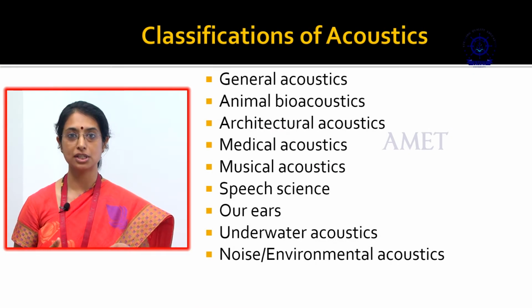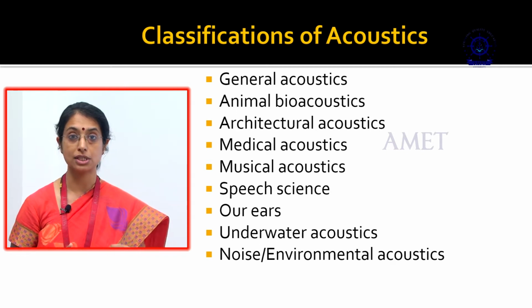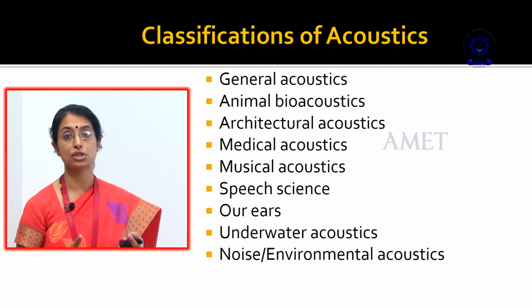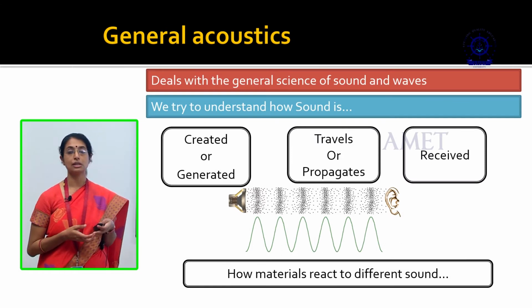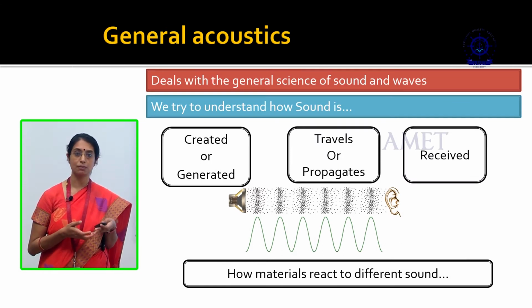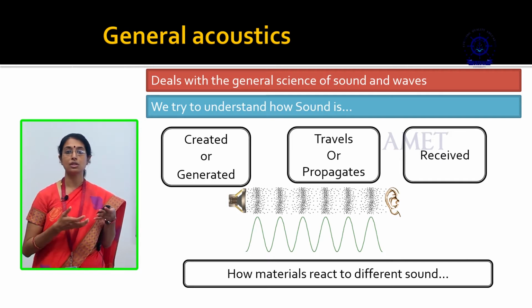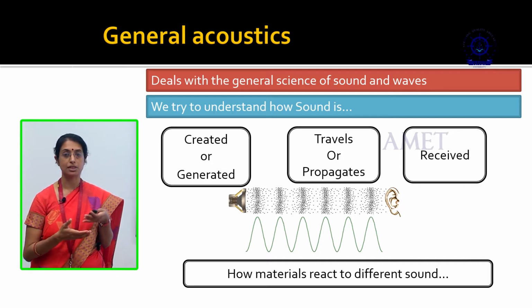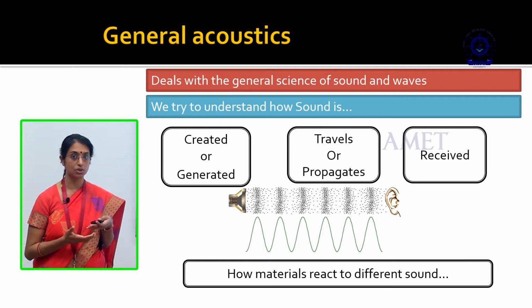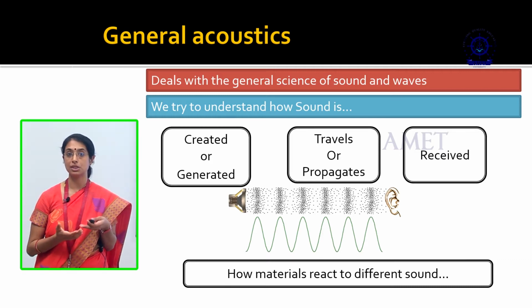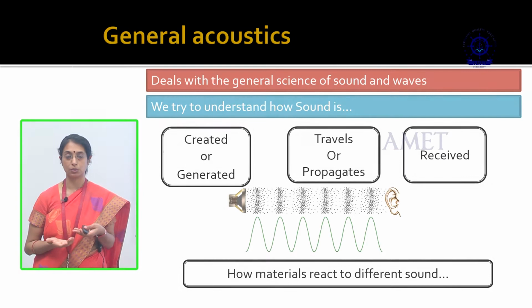So based on this, acoustics is classified into many forms. Some of them are general acoustics, animal acoustics, bioacoustics, architectural acoustics, medical acoustics and so on. General acoustics is the study of sound wave generation, propagation and reception. So how a sound is created, how the sound is propagating through the air or through different mediums, and how it is received by a receiver or by your ears forms the study of general acoustics. It's used both for medical purposes and for research purposes on how to improve the quality of sound, and how we can have different applications for the sound.